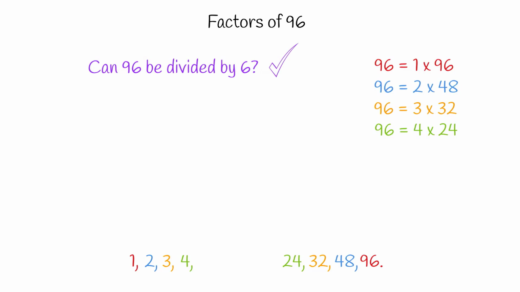To find the other half of the factor pair, we need to work out how many 6's go into 96. 6 goes into 9 once. 6 times 1 is 6. 9 take away 6 is 3. Then bring down the 6. 6 goes into 36 6 times, so the answer is 16. 6 multiplied by 16 is 96, so both 6 and 16 are factors of 96.